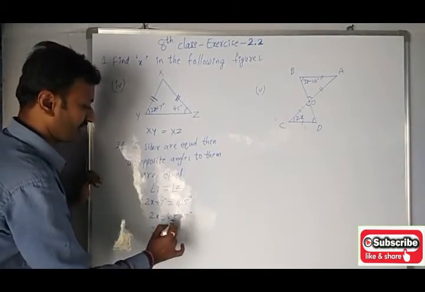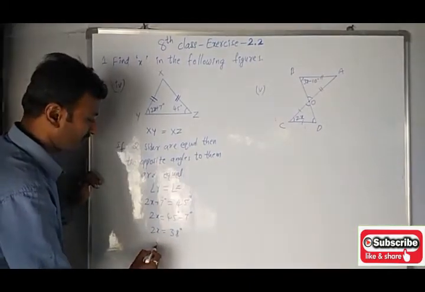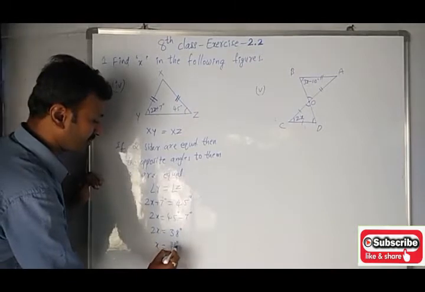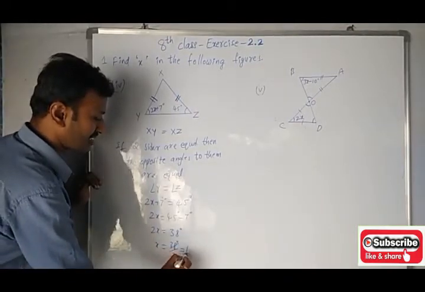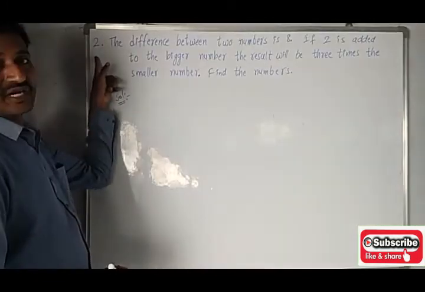2x is equal to 38 degrees. And now transpose 2, it is 38 degrees by 2. So after cancellation what will you get? X is equal to 19 degrees. Now we will go for the second question.